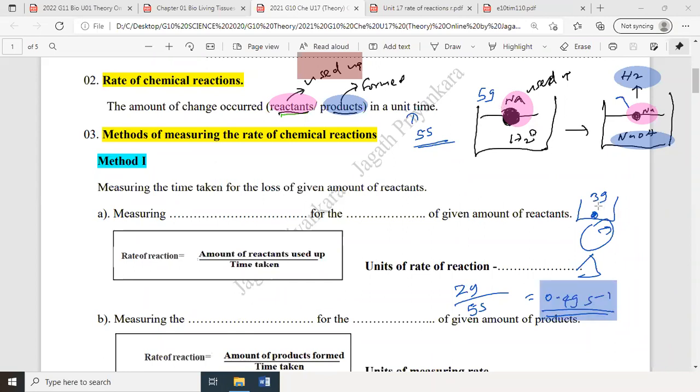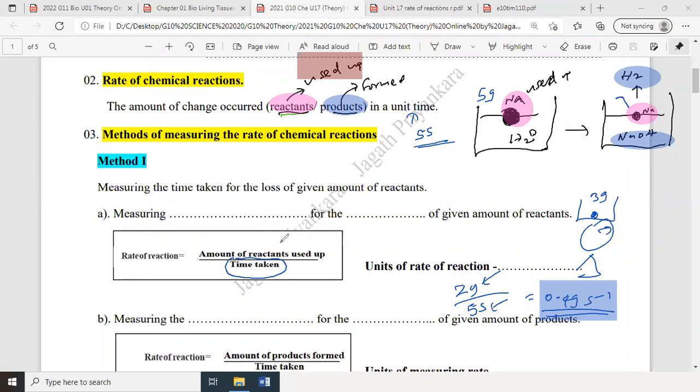After some time you check the weight again and find how many grams lost. So 2 grams lost now. 5 will become 3 grams, means 2 grams lost. In how many seconds? In 5 seconds. Therefore within 1 second, 0.4. How to find? 2 grams divided by 5. This means you divide by time: reactants used up divided by time taken.